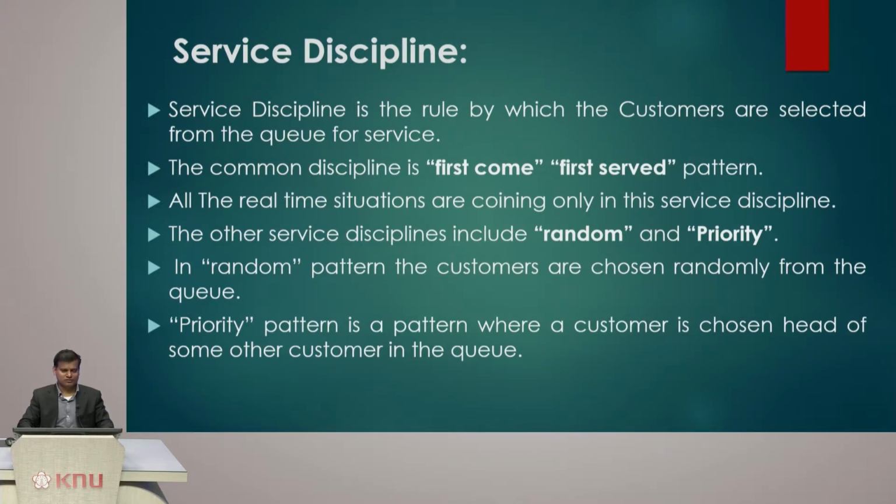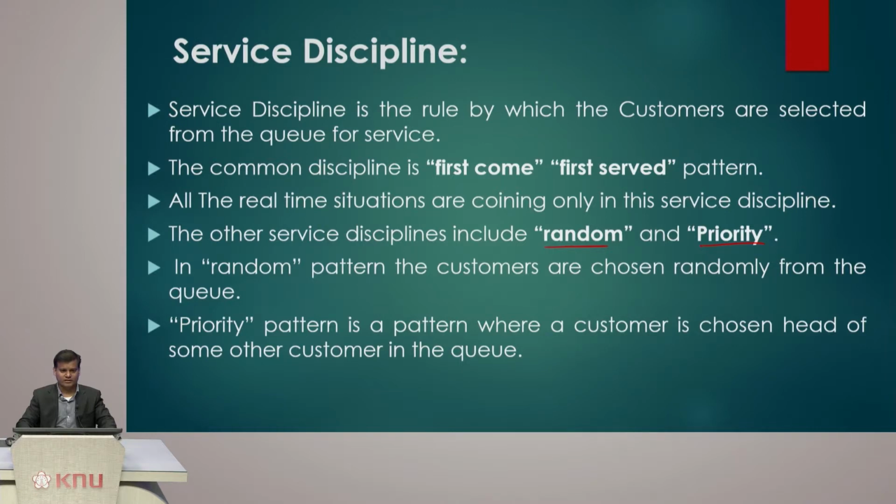For example, there are disciplines called random and priority. In the random pattern, the customers are chosen randomly from the queue. For some applications they are chosen randomly, as if your coach is picking the team for a certain game, calling one person after another from the queue.